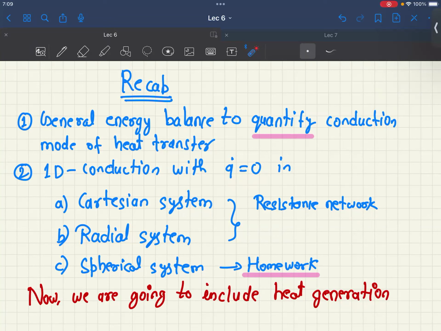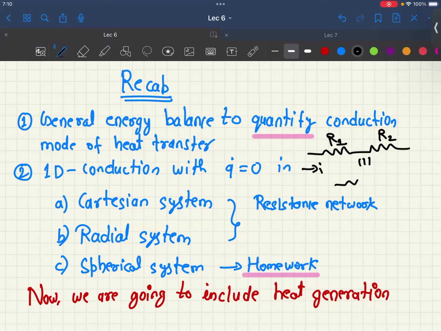We studied that in such systems we can use something called a resistance network, which is analogous to the electric resistance concept, in which we have, let's say for example, a circuit like this, wherein current I is flowing through this circuit with resistances R1 and R2. Then we can say that this circuit is equivalent to current I flowing through a resistance R equivalent, which is nothing but the summation of these two, right? Such a thing is also applicable to heat conduction when we have volumetric rate of heat generation equal to 0.